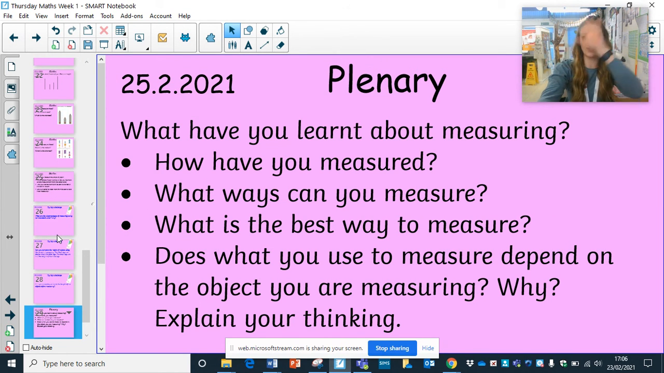So plenaries, rounding up the learning from today. So tell me what you have learned about measuring, or tell somebody, an adult, write it down, speak about it, whatever's best for you, what you would like to do. How have you measured? What ways can you measure? What is the best way to measure? Does what you use to measure depend on the object you are measuring? Why? Explain your thinking. So really think about the why, okay?